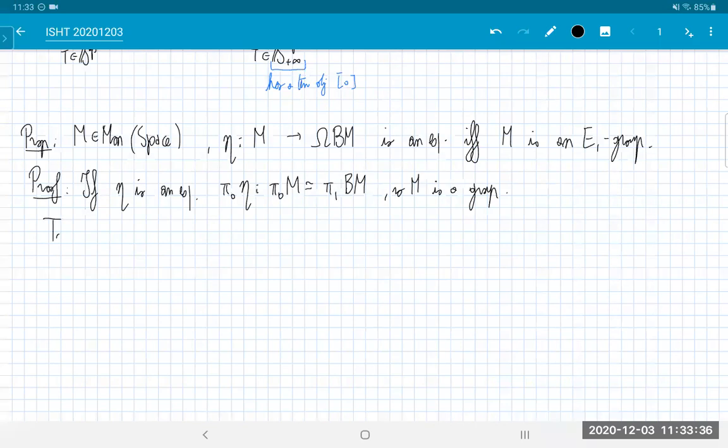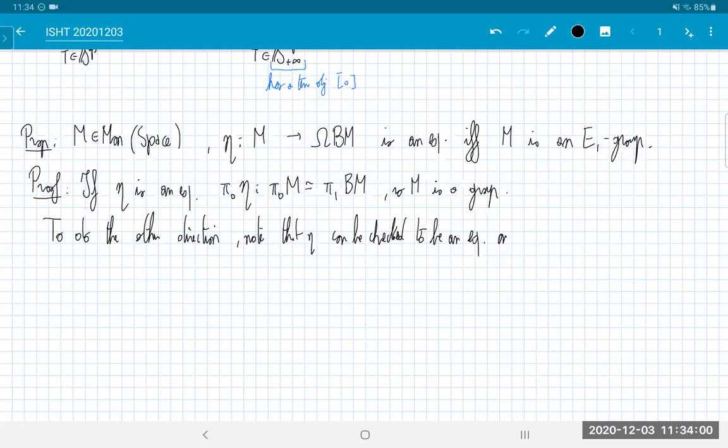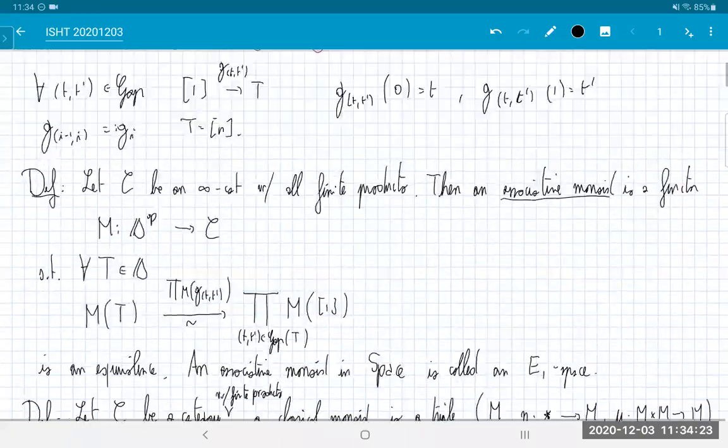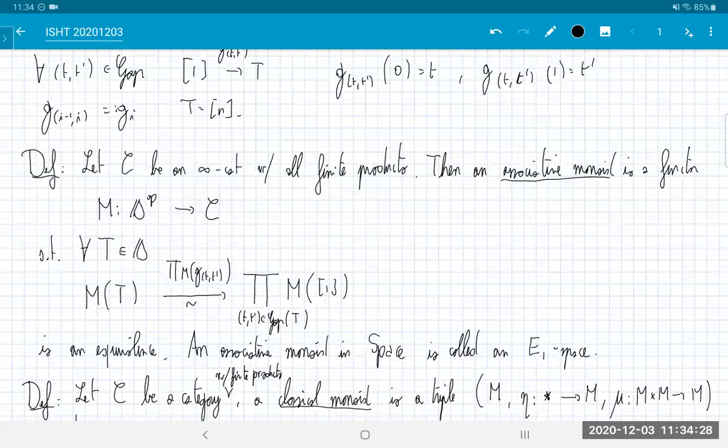To do that, note that eta can be checked to be an equivalence on underlying spaces, because a map in a functor category is an equivalence if and only if it's an equivalence on all values, pointwise. But if you remember back when we defined it, I have that the value of M on any point is determined by the value of M on one. And so it's enough to check after evaluating on one.